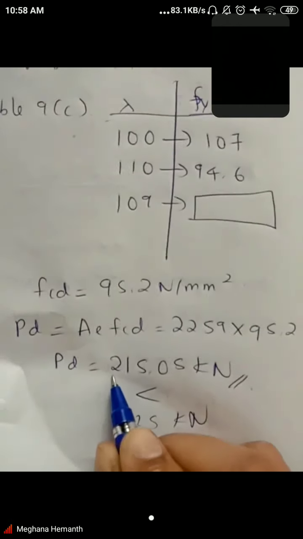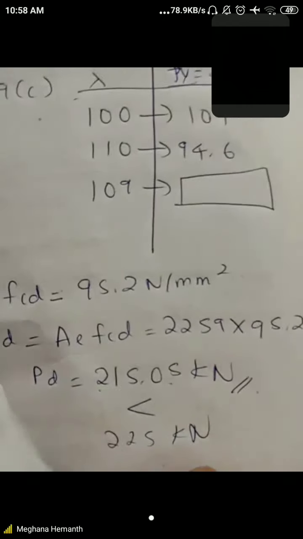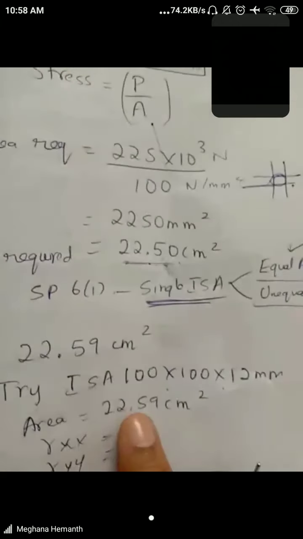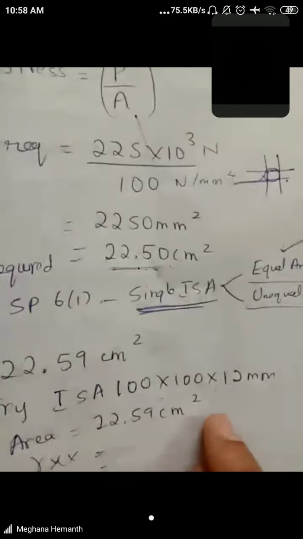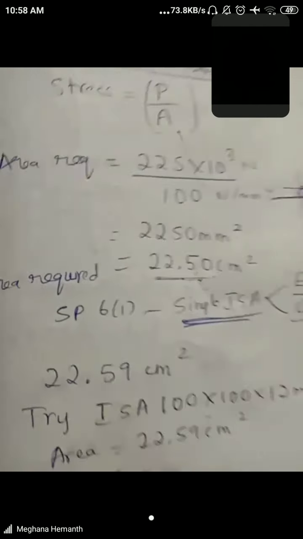Now 215 is less than 225 kilonewton, or the load carrying capacity of the member I've chosen is just 215.05, but the actual load coming is 225. So this section becomes unsafe. Whenever it becomes unsafe, you need to redesign. How will you redesign? By taking a greater ISA angle section. Instead of taking 100 into 100 into 12 mm, I'll try to choose an area slightly greater than this. That we'll see in tomorrow's class.